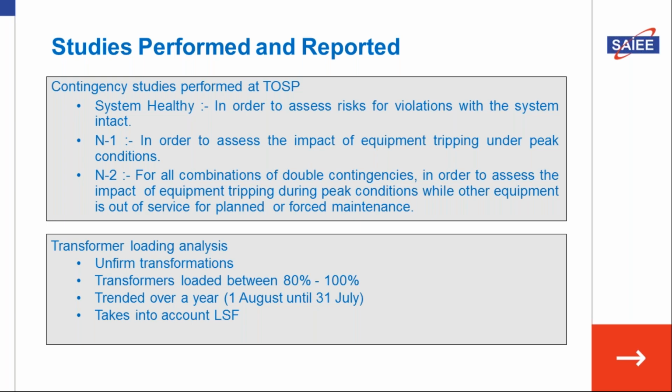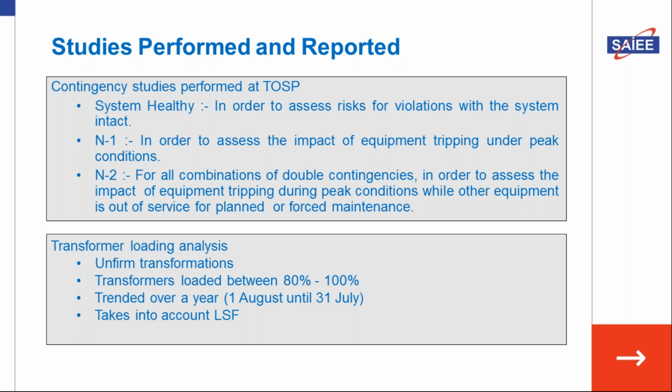You also look at the N-2 for all combinations of double contingencies in order to assess the impact of equipment tripping during peak condition while the equipment is out of service. This could be your planned outage or your forced outage, maybe due to maintenance as well.